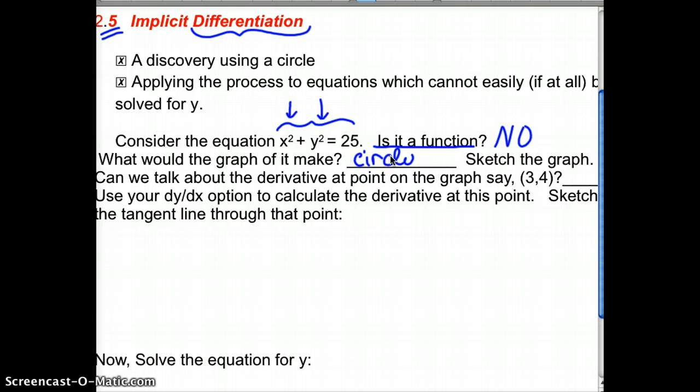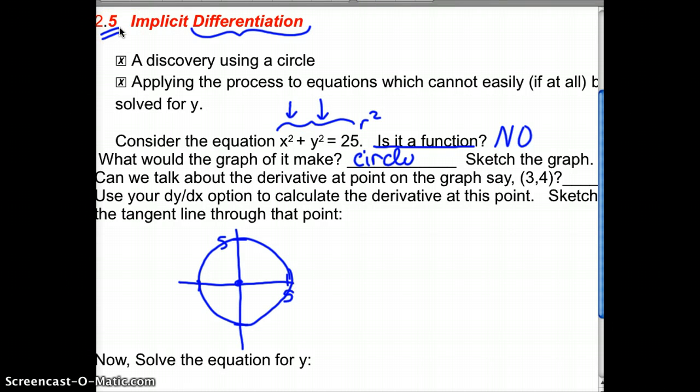So it'd be a circle with a center at 0, 0. And remember, this is equal to r squared, and it'd have a radius of 5. So it's a circle that kind of goes out to 5, up 5, left 5, down 5, and I'm just going to draw my graph like this. And you can see that fails the vertical line test, so it is not a function as it stands.